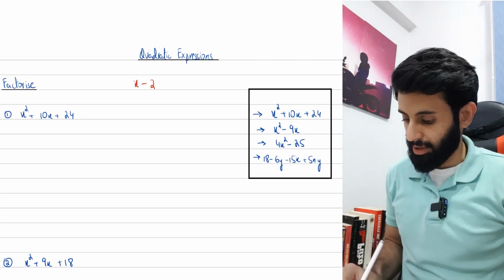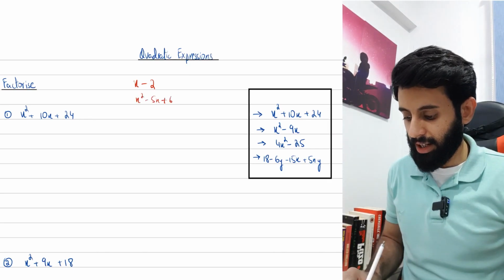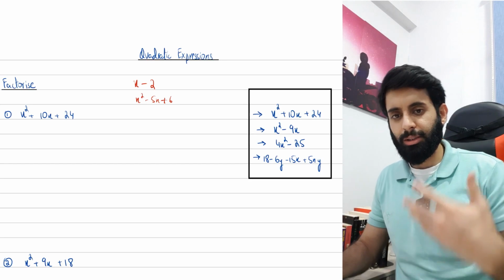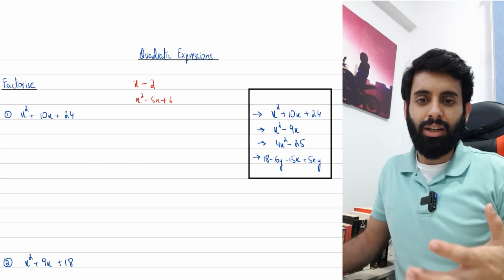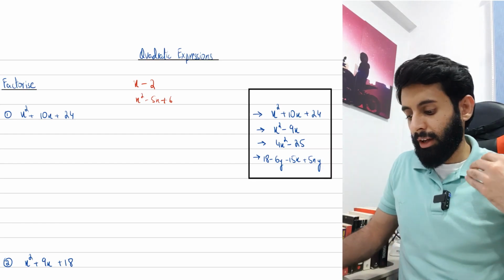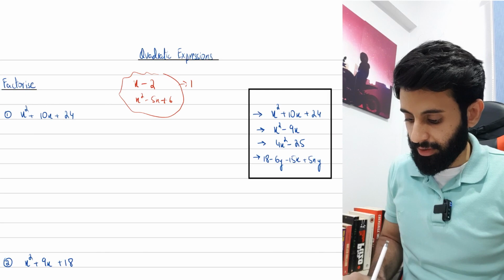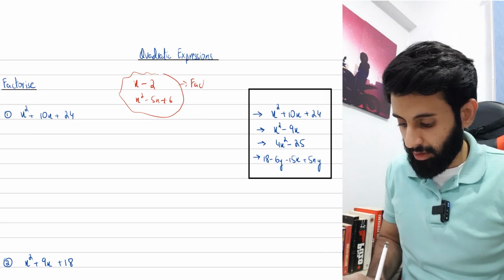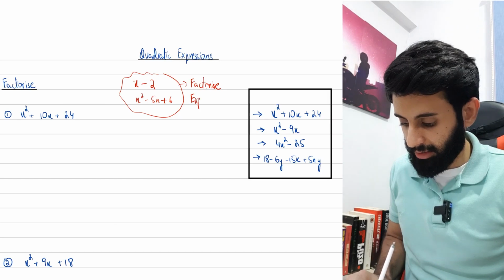This is a linear expression, or it could be x squared minus 5x plus 6. This is a quadratic expression. Just like this, you can have a cubic expression, so on and so forth. So an expression, in short, does not have an equals to sign. The max that you can do with an expression is that you can factorize it, or you may be asked to expand it.